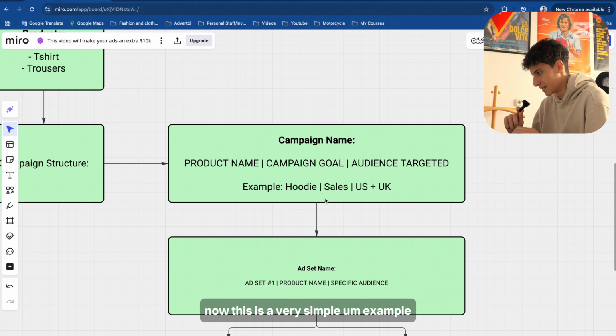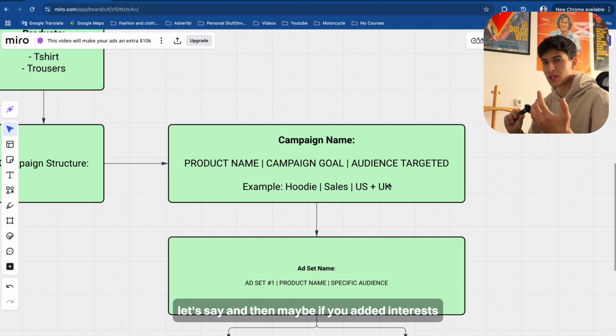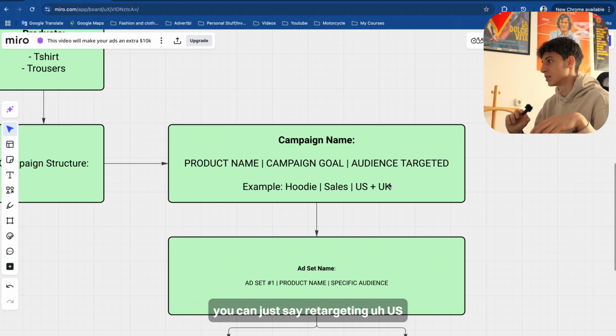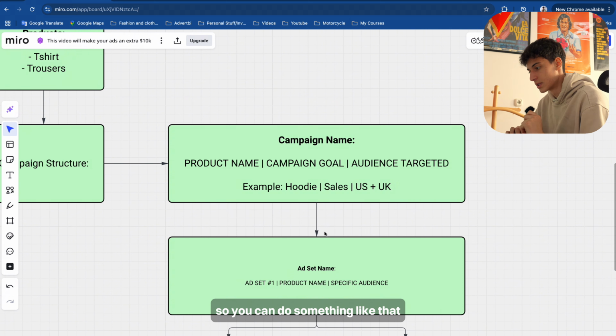Now this is a very simple example. But hoodie, sales, US plus UK, let's say. And then maybe if you added interests, you could go plus interests. If this is a retargeting campaign, you can just say retargeting US. Maybe you're retargeting only the audience from the US. So you can do something like that.